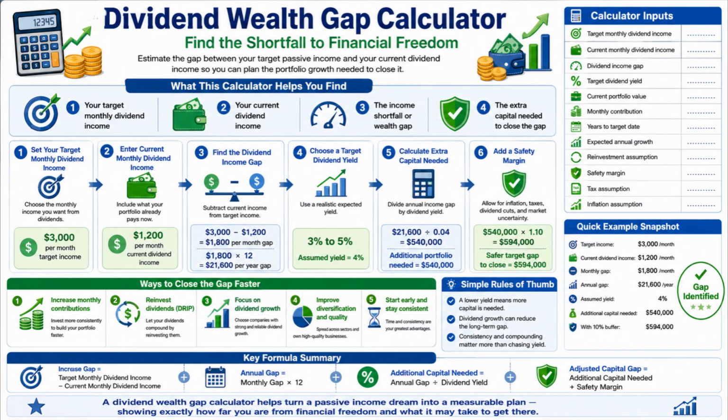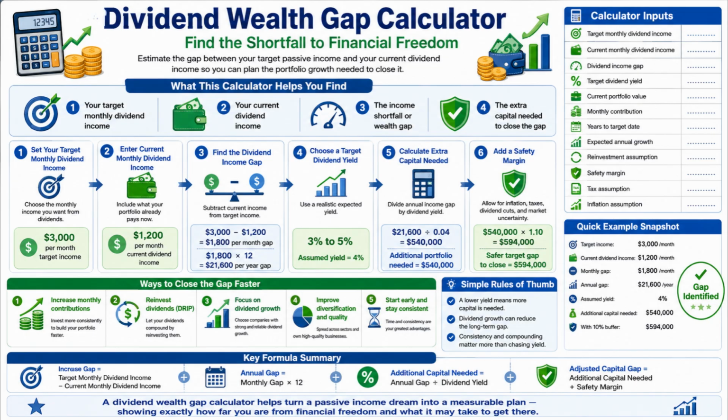On the other hand, there are a few simple rules to remember. A lower dividend yield means you will need more capital to reach the same income target. Meanwhile, dividend growth can help reduce the long-term gap as your income rises over time. Most importantly, consistency and compounding usually matter more than chasing very high yields.